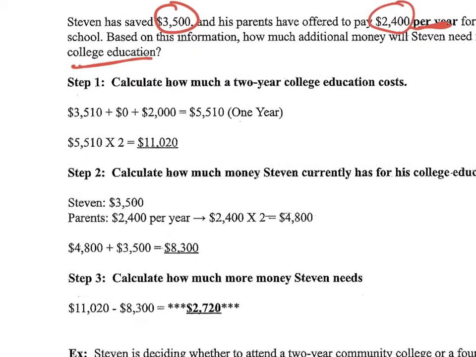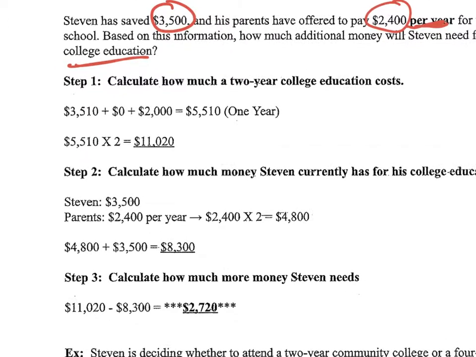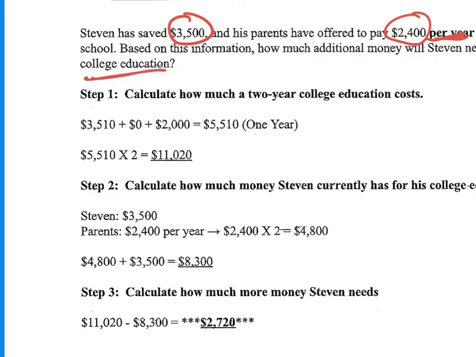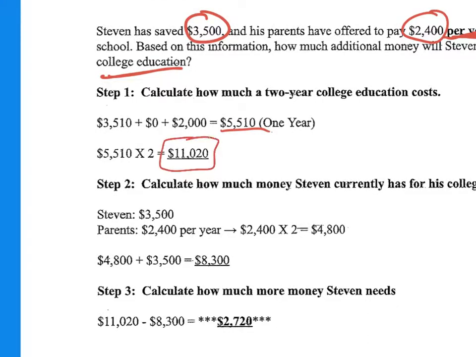Okay, so step 1, calculate how much a 2-year college education costs. So for 1 year at a 2-year college, it's going to be $5,510. And then multiply that by 2 because it's a 2-year college. So the total amount he needs for college is $11,020.